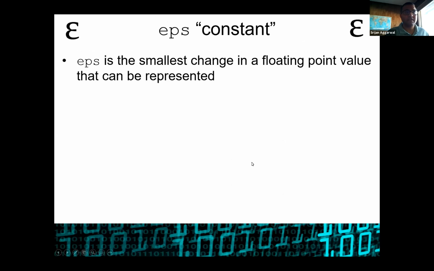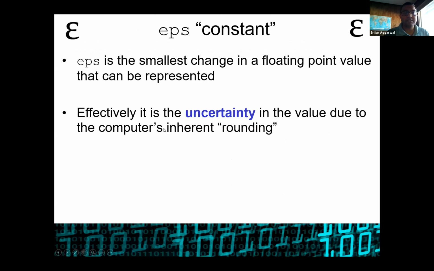Now eps is epsilon, it's a constant. Epsilon is the smallest change in a floating point value that can be represented. This is good to know. It won't impact a lot of your programming in MATLAB, but it's good to have that understanding. Effectively, it is the uncertainty in the value due to the computer's inherent rounding. We studied a little bit about that in C++ as well. The computer rounds things; it doesn't do exact values. So the error that is there in any MATLAB computations, that's the least amount of error.